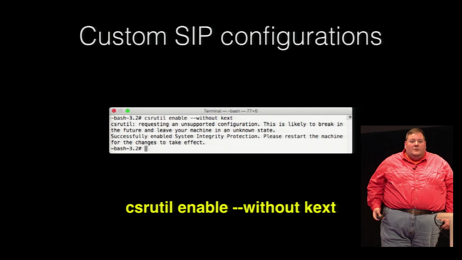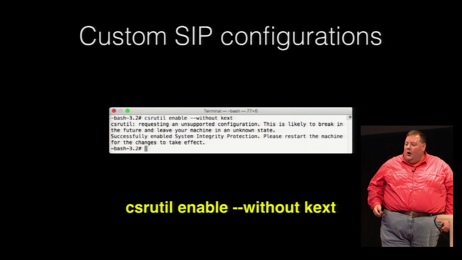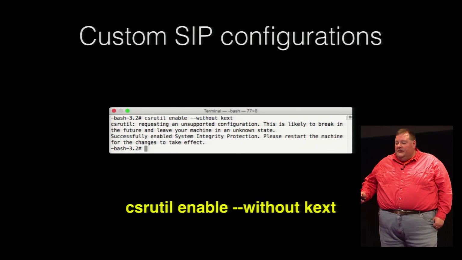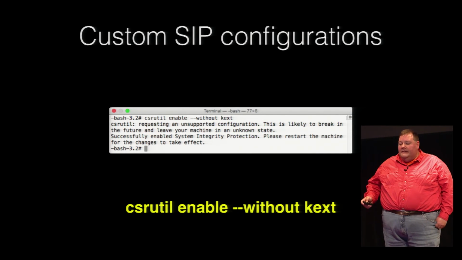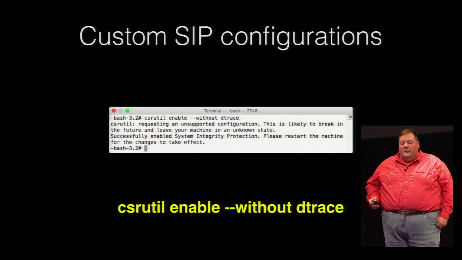It is also possible to enable SIP protections and selectively disable aspects of it by adding one or more flags to the csrutil enable command. All require being booted from recovery in order to set these. For example, here's the command to enable SIP and allow installation of unsigned kernel extensions. The other options include enabling SIP while disabling the file system protections. Here's the command to enable SIP and disable the dtrace restrictions.